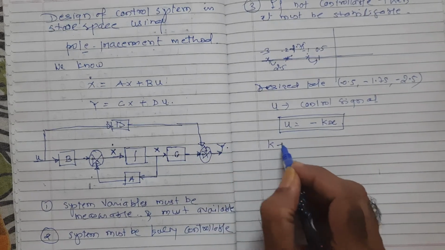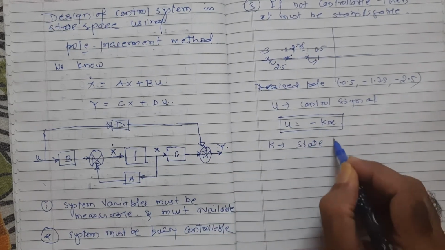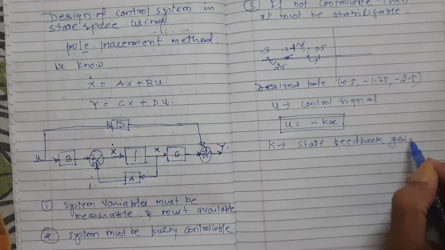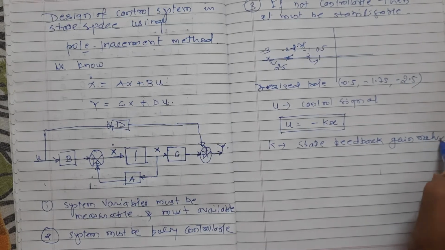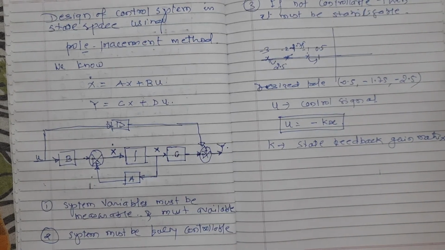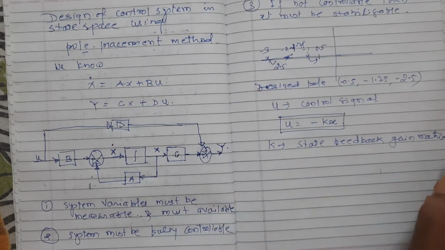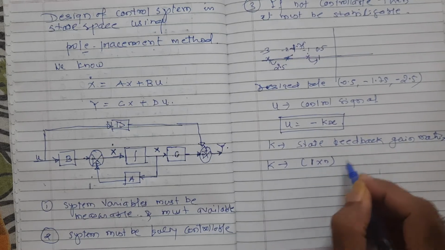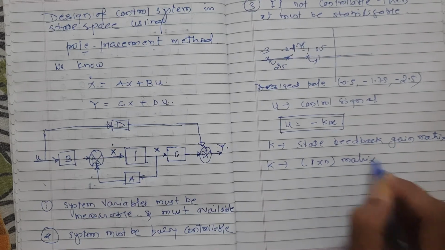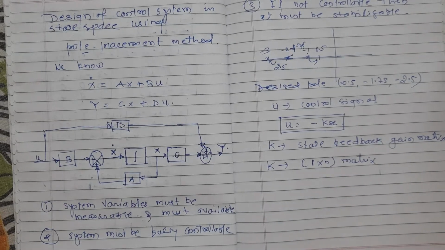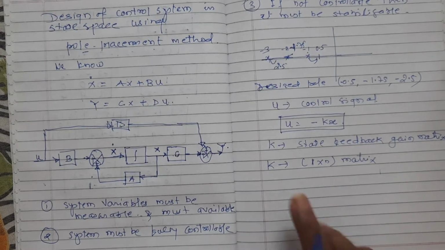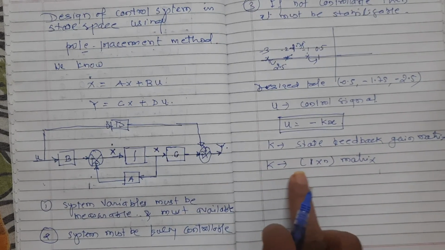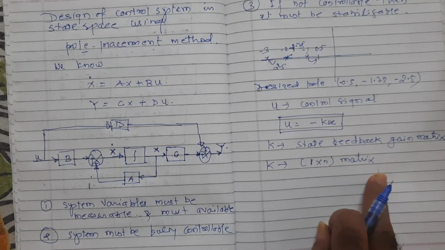This k is the state feedback gain matrix. K is always a 1 by n matrix. There is only one row and n number of columns. Always remember, k is a 1 by n matrix, that means there is only one row and n number of columns.